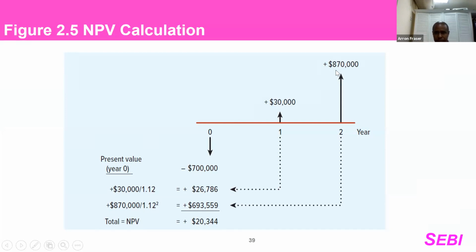In year 2, you expected a cash flow of 870,000. Using that same table again, you go to the 12%, go down to year 2, get that factor, and you multiply by the future cash flow of 870,000, and you should get $693,559. You add those cash flows, subtract the initial investment you would have made, and then you would have a net present value of $20,344. Given the positive net present value, you should accept the project.